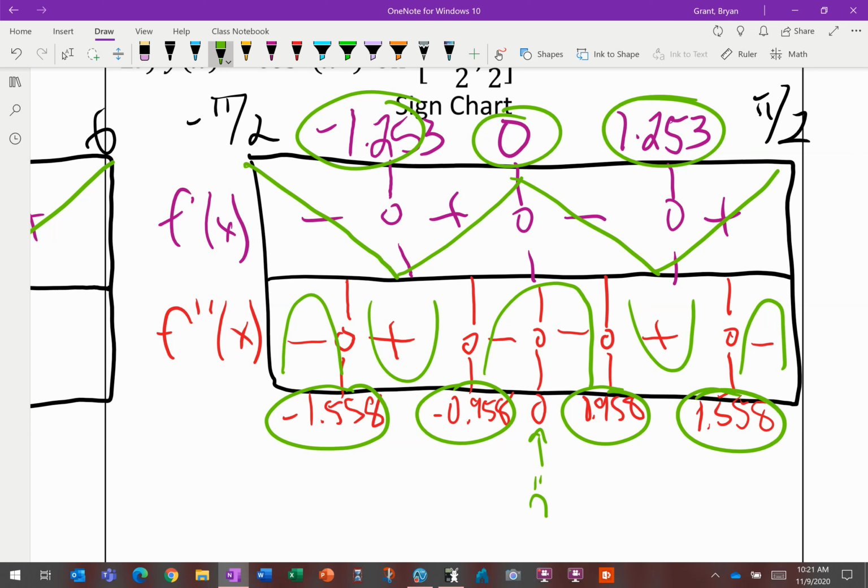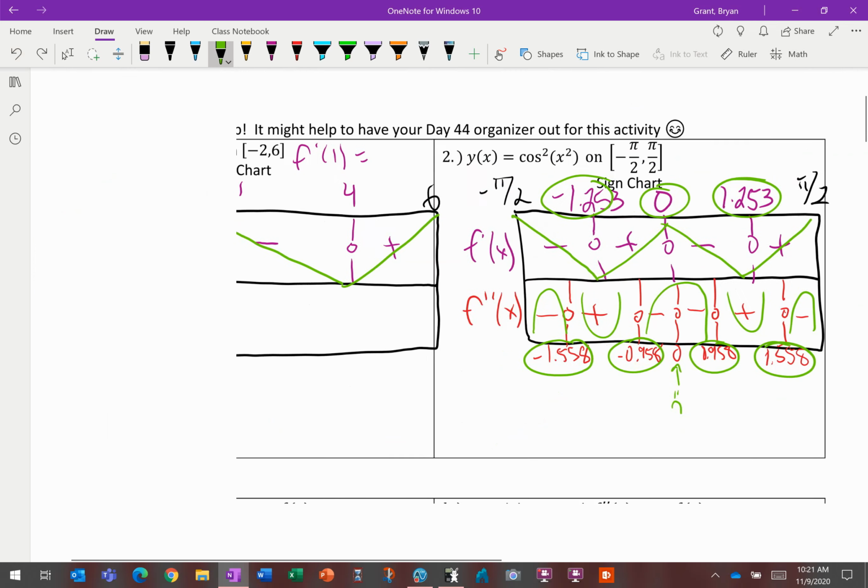Because inflection points have that additional burden of proof, where not only is f double prime 0, because f double prime is 0 at all 5 of these, f double prime has to change sign, and it didn't change sign here, therefore not an inflection point. Okay, so not too bad here.